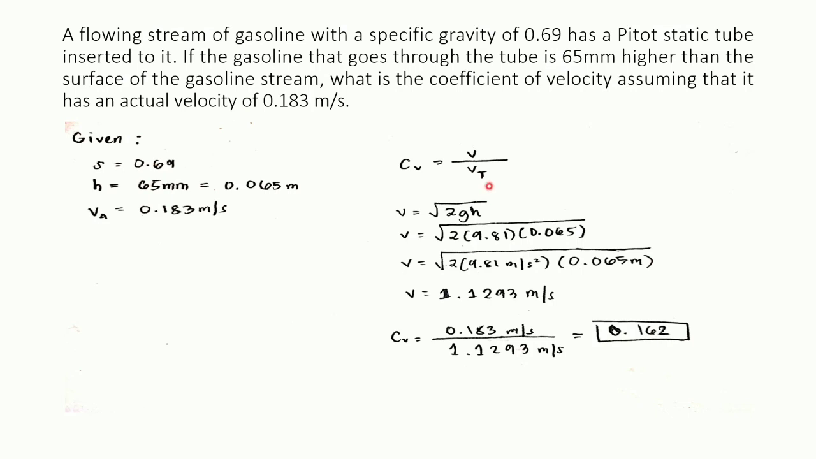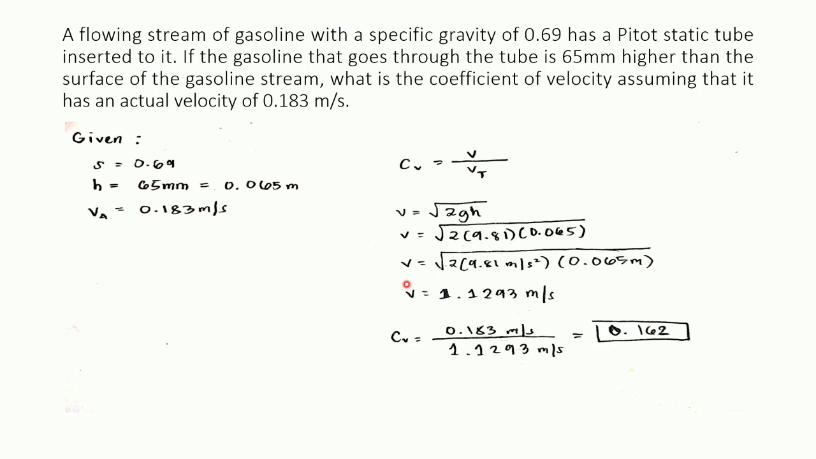So to solve for our theoretical velocity, velocity is equal to the square root of 2 times the gravitational acceleration and the height. So we have this height here. We are just going to plug in the values we have. So square root of 2 times 9.81 meter per second square, and we use this 0.065 meters, so we can cancel out the meters. We have the same dimensions. Square root of 2 times 9.81 meter per second square and 0.065 meter.